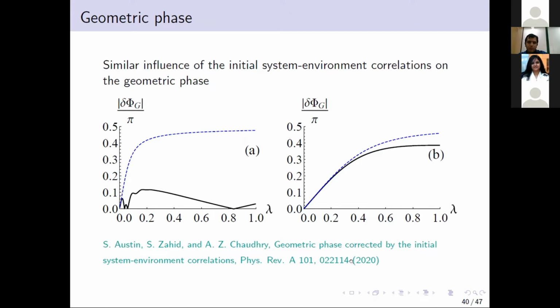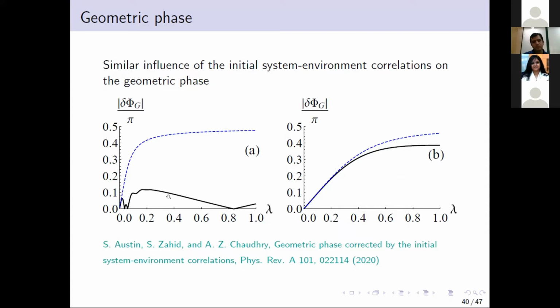This becomes very technical very quickly, so I'm skipping over this, otherwise I'll just confuse everybody, but you can read it over there. It's quite similar essentially. Again, I would like to highlight that this black curve is a correction to the geometric phase if you include the initial qubit environment correlations, and this blue curve is without the initial correlations. So in the strong coupling regime, if you do consider the correlations, you find that the geometric phase is much more robust. This is for two different kinds of environments.